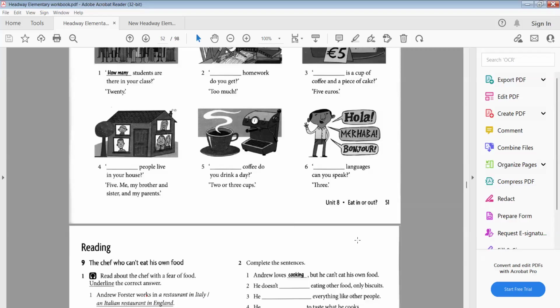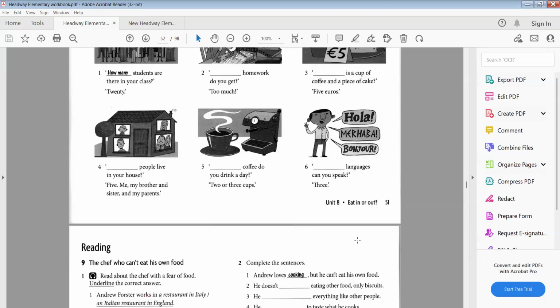When do we use much and when do we use many? We use much with uncountable. If I cannot count it, I use how much. How much rice do you have? How much tea do you have? Anything uncountable, we use much. If we can count it, we use many. How many books do you have? How many brothers do you have? How many pens do you have?